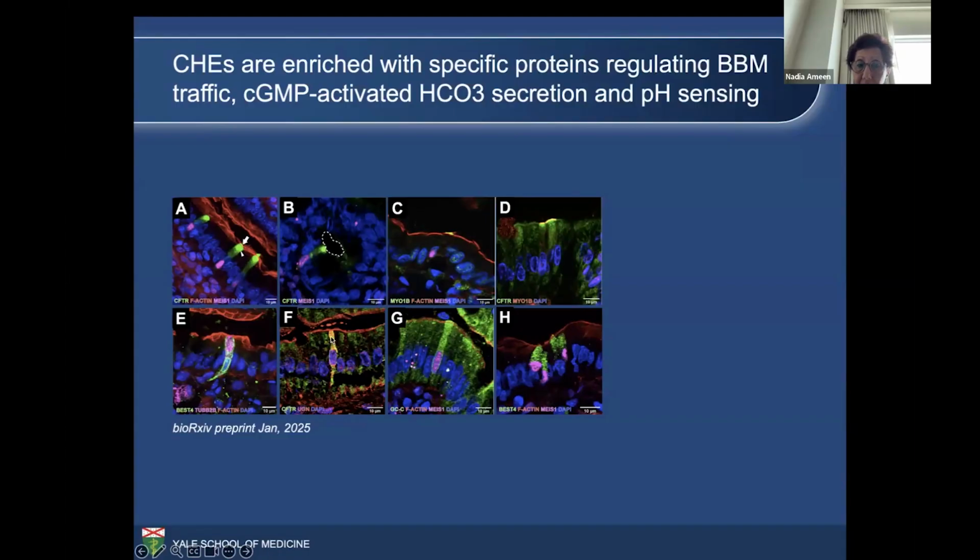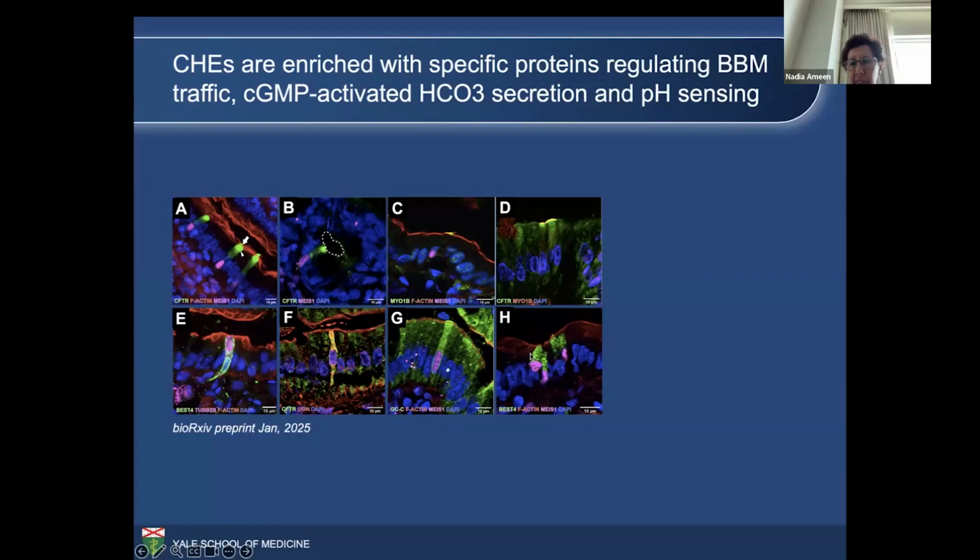Uroguanilin, the hormone which is thought to be in neuroendocrine cells, is highly enriched in the cytoplasm of the cheese cells, also in the basal process. And GCC, keep this in mind, this is a receptor for cyclic GMP that should be on the apical membrane, but here it is enriched in the apical cytoplasm and throughout the cytoplasm of cheese cells.